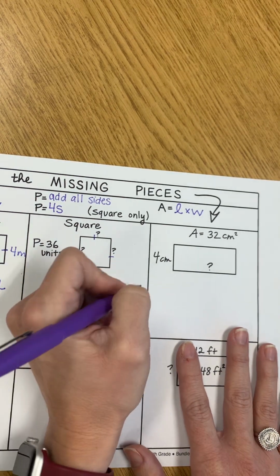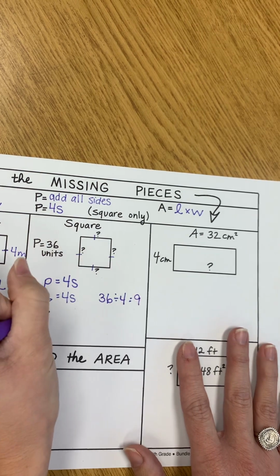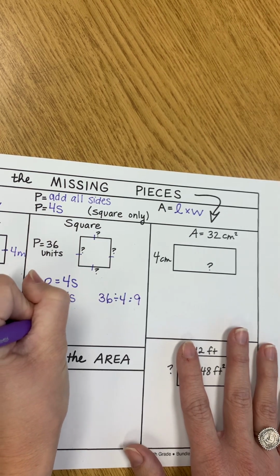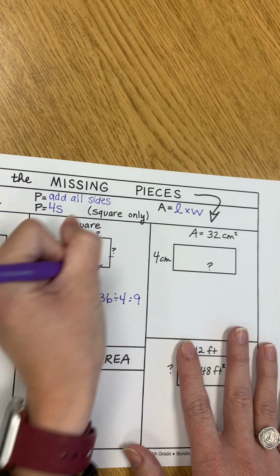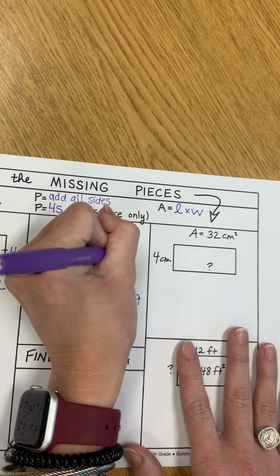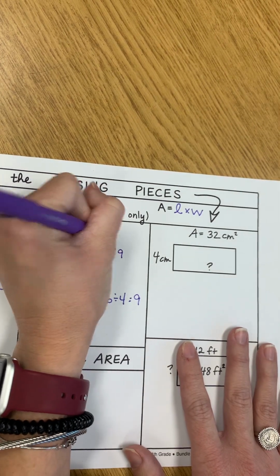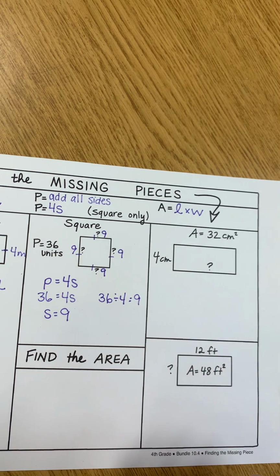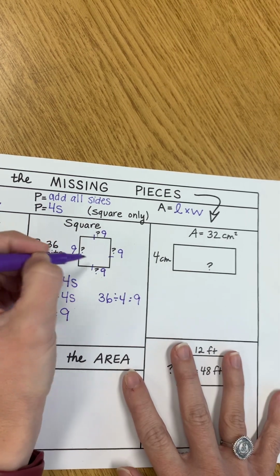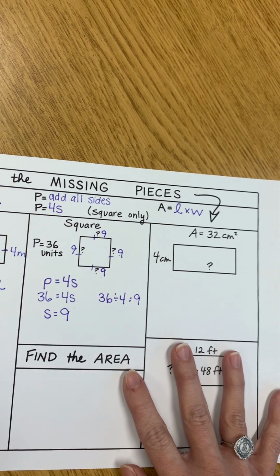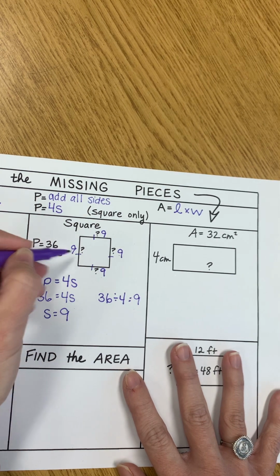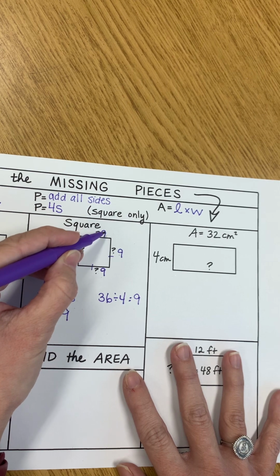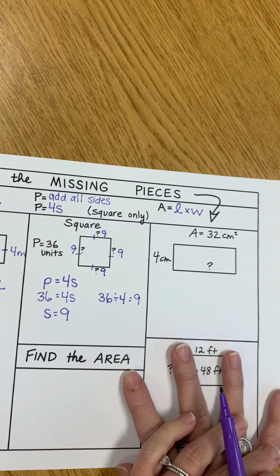I know that 9 times 4 is 36. So my side length is equal to 9. So this is 9 units, this is 9 units, this is 9 units, this is 9 units. Okay? I'm going to check that work. 9 times 4 is 36, or I can do 9 plus 9 is 18, plus another 9 is 27, plus another 9 is 36.